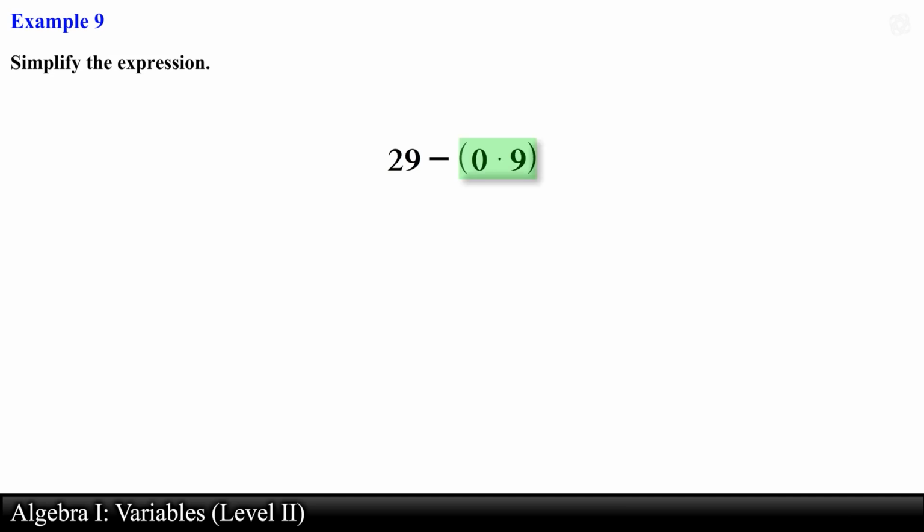0 times anything is always equal to 0. So this simplifies to 29 minus 0, which is equal to 29. Alright, let's try the next example. Simplify the quantity 12 times 10 minus 2 times 11.